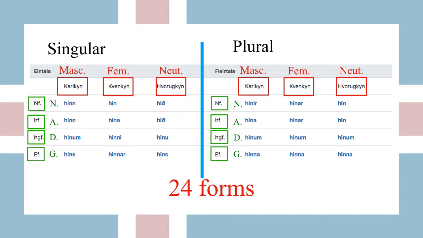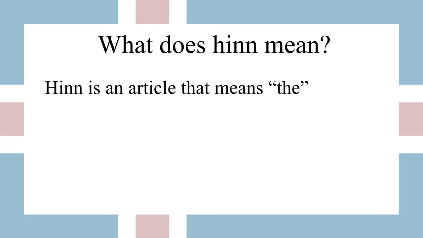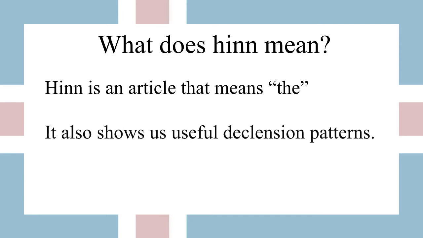So here we have the 24 different forms of Hinn. So what does Hinn mean? Well, Hinn is an article that means the, although usually it's not used to mean the in modern spoken Icelandic, and I'll talk about that more in a second. The nice thing about the Hinn chart, though, is that it shows us useful declension patterns that help us in other aspects of the language too.